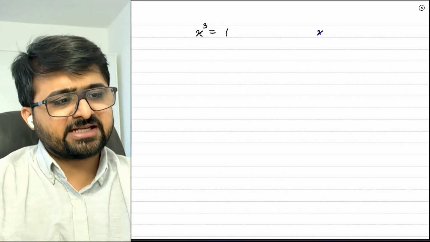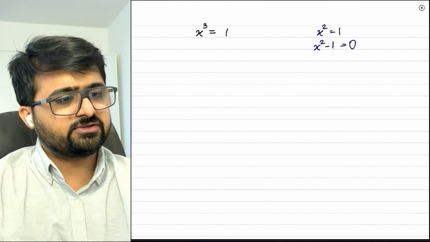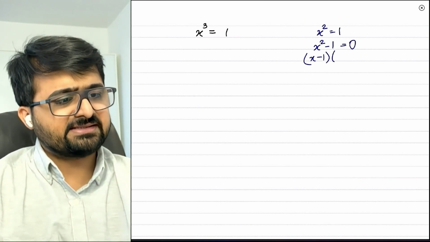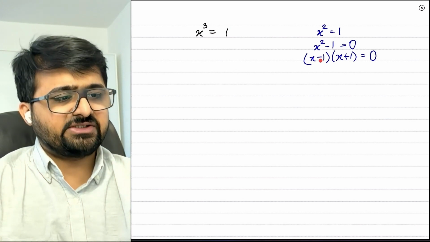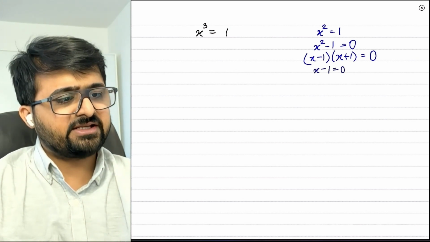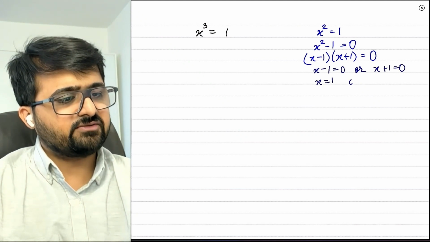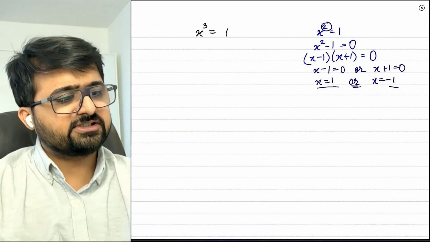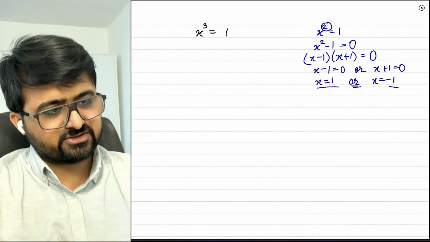Like if it was x square is equal to 1, we would just write it as x square minus 1 equal to 0. Then we would write it as x minus 1, x plus 1 equal to 0. If the product of two numbers is 0, either the first number is 0 or the second number is 0. So either x minus 1 is 0 or x plus 1 is 0. So x is equal to 1 or x is equal to minus 1. So if it is square, we have two solutions. If it is cube, we should have three solutions.